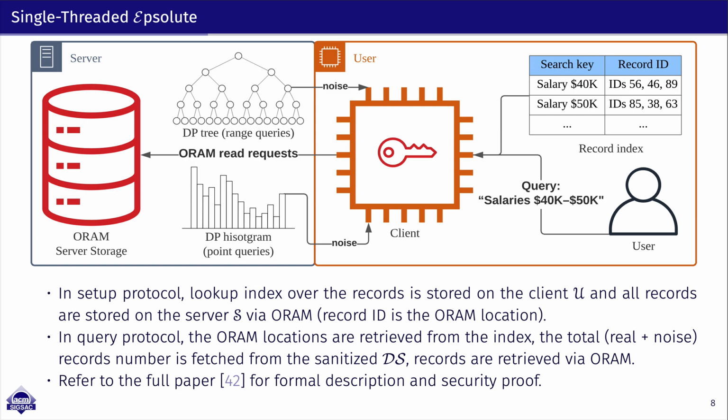In the query, the user first determines the necessary record ID locations from the index locally. It then queries the server's DS to know how many records in total to fetch. It pads its request list with dummy IDs to match that number. And finally, parties engage in ORAM. The user gets all the records plus some noise and filters out this noise locally. We prove this construction secure and describe it formally in the paper.